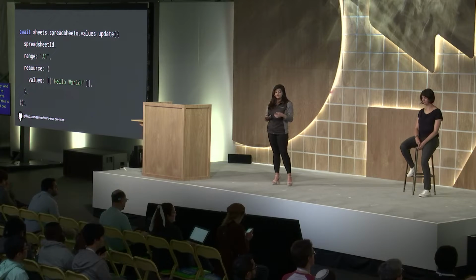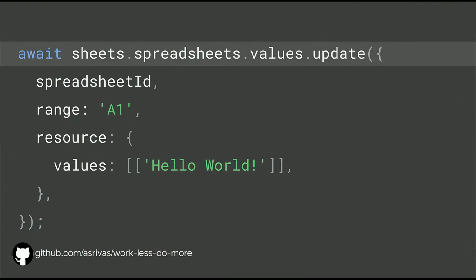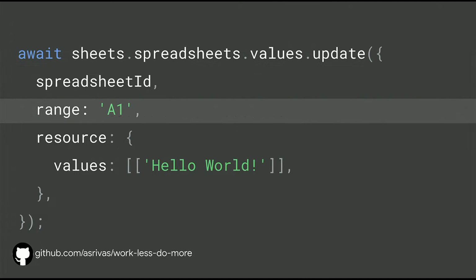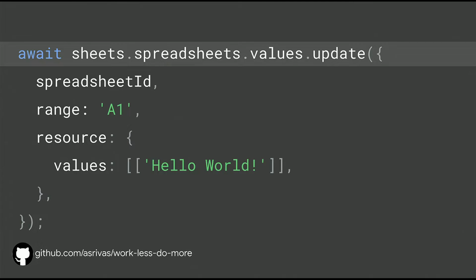So back to Hello World. We make our call to actually write the data. Then we need to tell the service where to insert Hello World. So in Sheets, we specify cells by what we call an A1 notation. So today, we're actually just writing to the very first cell. We're using modern syntax.